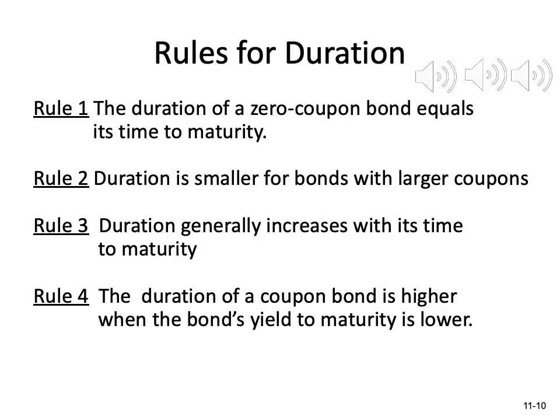Rule number 4, the duration of a coupon bond is higher when the bond yield to maturity is lower. So referring to bond C versus bond D, if the bond yield initially is higher, the sensitivity to the percentage change in the yield is smaller.